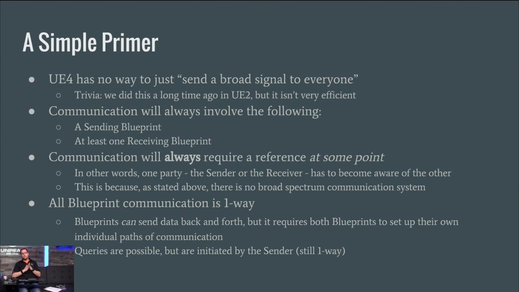So this is going to be probably your trickiest thing when you first get started. How do you get that initial reference? How does Blueprint A even know about Blueprint B so that he can communicate with it, or she can communicate with it? We're not trying to pick a specific gender here.